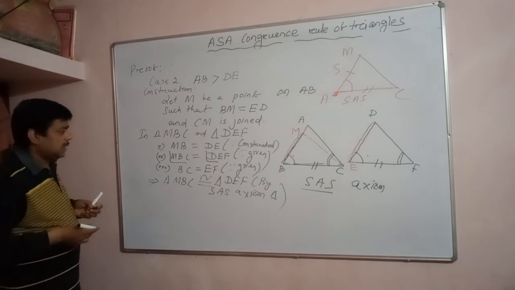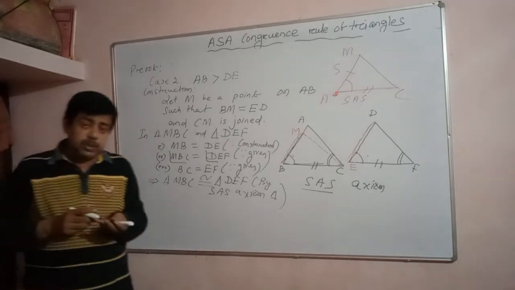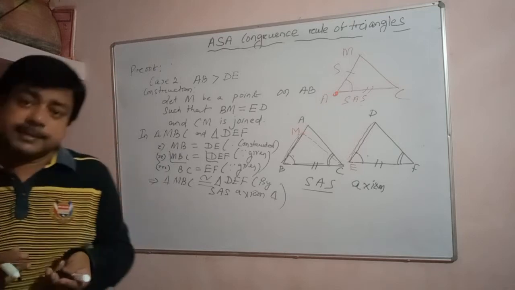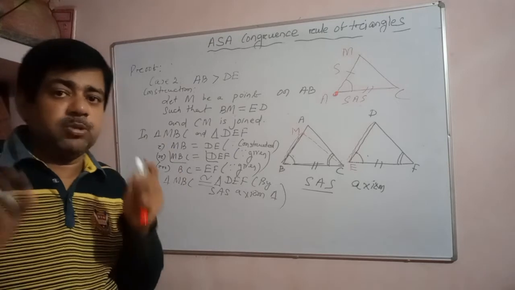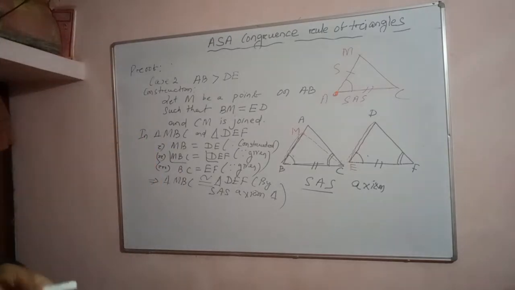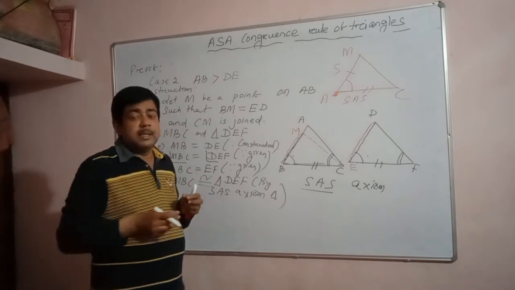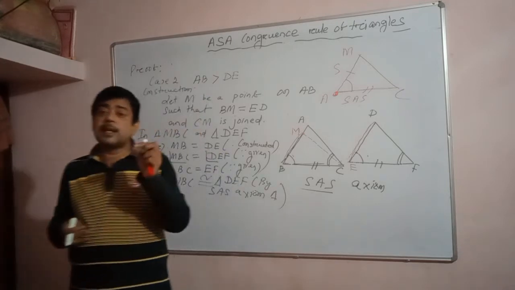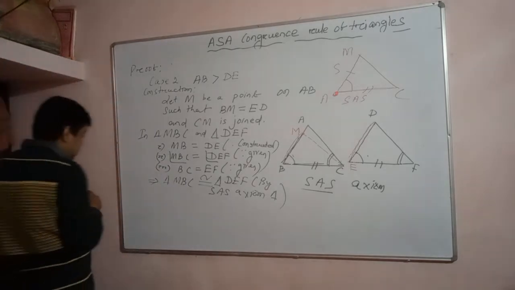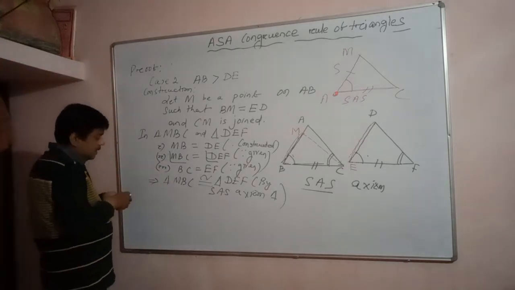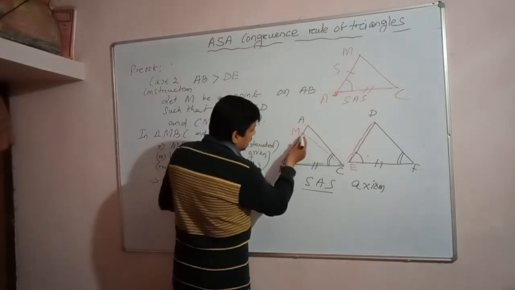And all of you know, if two triangles are congruent, what happened? If the two triangles are congruent, then their corresponding angles are equal. Yes or no? So, what is the corresponding angle you see?